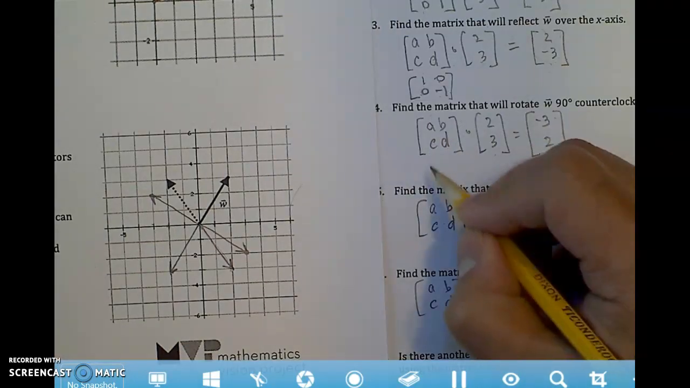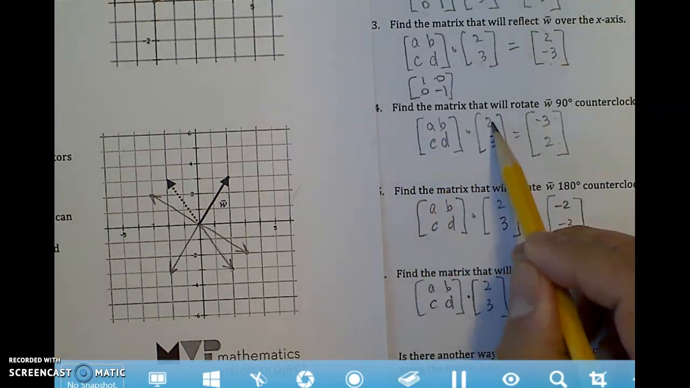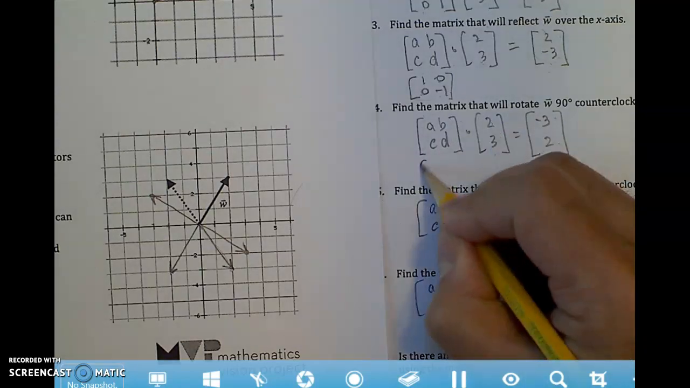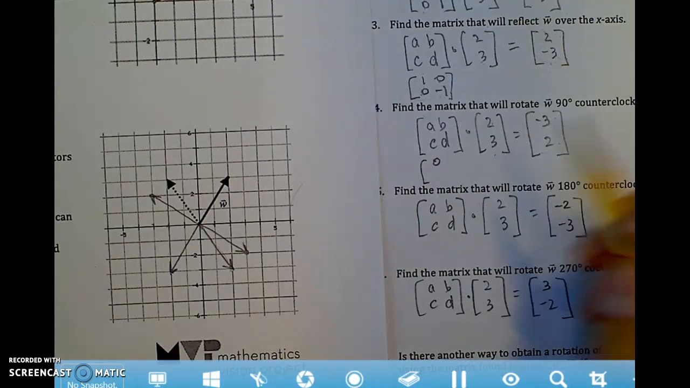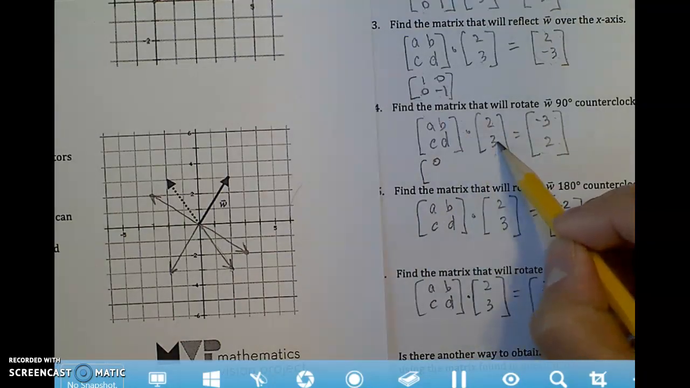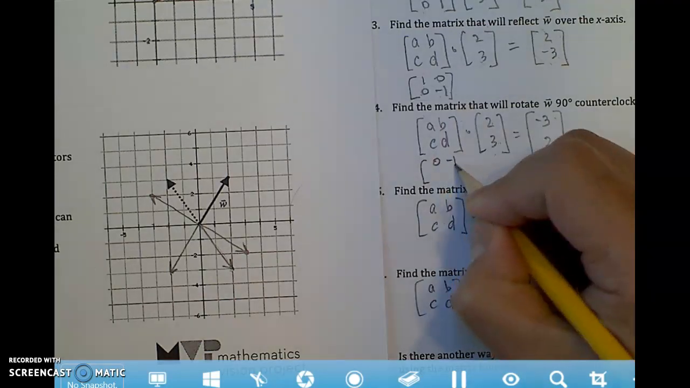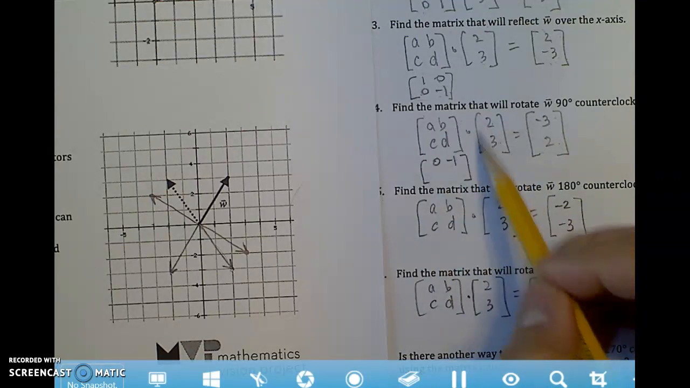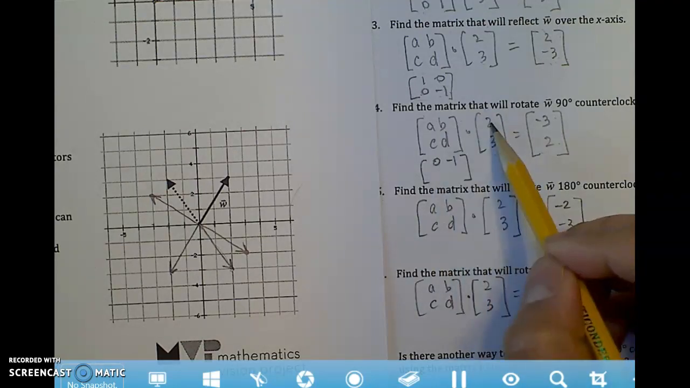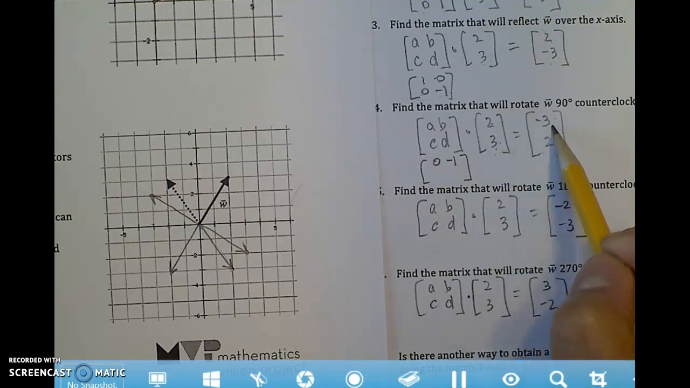Again, for this one, we're thinking row times column. I want this 2 to go away, so I need that A value to be 0. But I need this B value, this 3, to be negative, so I'm going to change that B to a negative 1. Row times column: 0 times 2 is 0, negative 1 times 3 is negative 3, 0 plus negative 3 is negative 3.